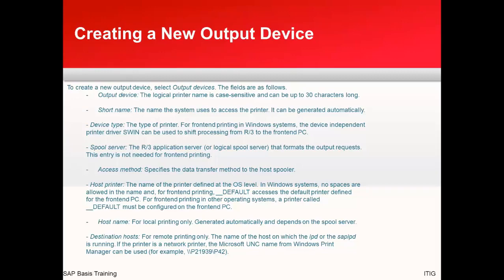Then device type, depending on whether it is a front-end printing or not. Then the spool server, that is the R3 application server that formats the output request. Access method specifies the data transfer method to the host spooler. Then you have the host printer, that is the name of the printer defined at the OS level. Host name, then the destination host. Okay, so these are the different things that you require to create an output device.